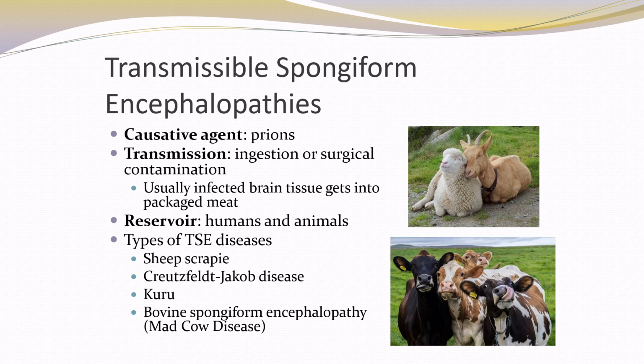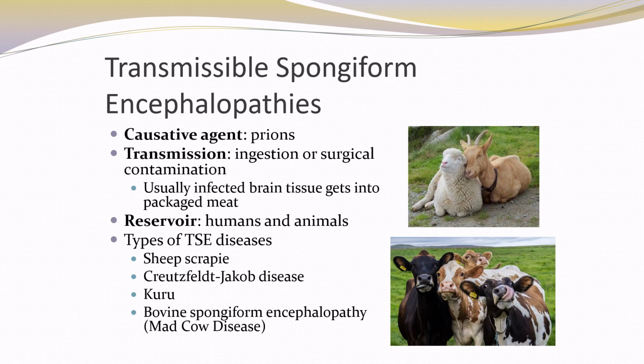So TSE, or transmissible spongiform encephalopathy, is caused by prions, those infectious proteins. The transmission is going to be ingestion or surgical contamination. So if you're getting brain surgery and somehow these prions are on the surgical tools, then potentially that is going to find its way into your brain as well. But typically what we see is the ingestion of prions leading to the infection of prions.